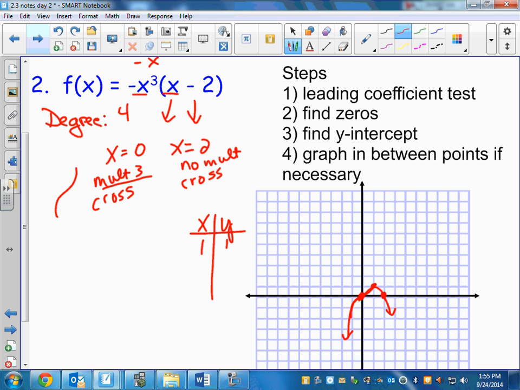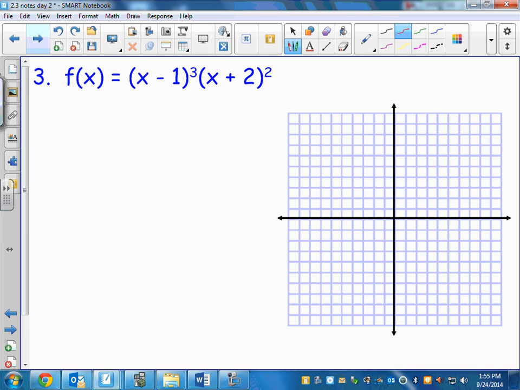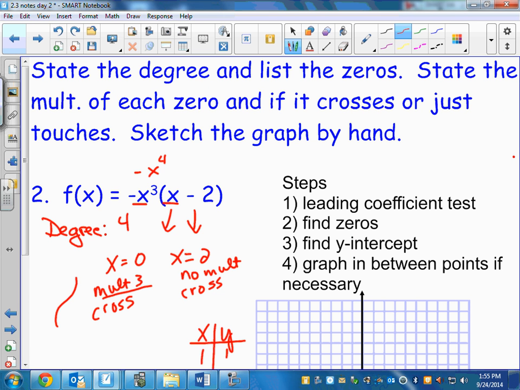Let's do another one. Because there's no power out there, right? Like there's no power out here but a power of 1. So if it doesn't have a power, it's just going to go straight through the x-axis. Does that make sense? And so you look at each individual 0. I think it will help when you do this.